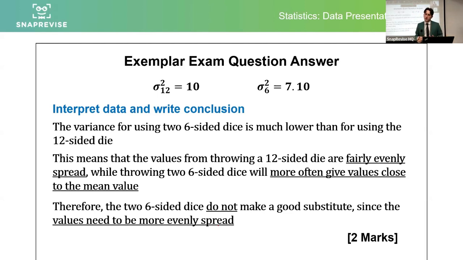So that was a good question to look at because it was a bit of a strange context. What we're going to do now, we'll do a little bit more on data presentation and sampling, and then we're going to get on to histograms.